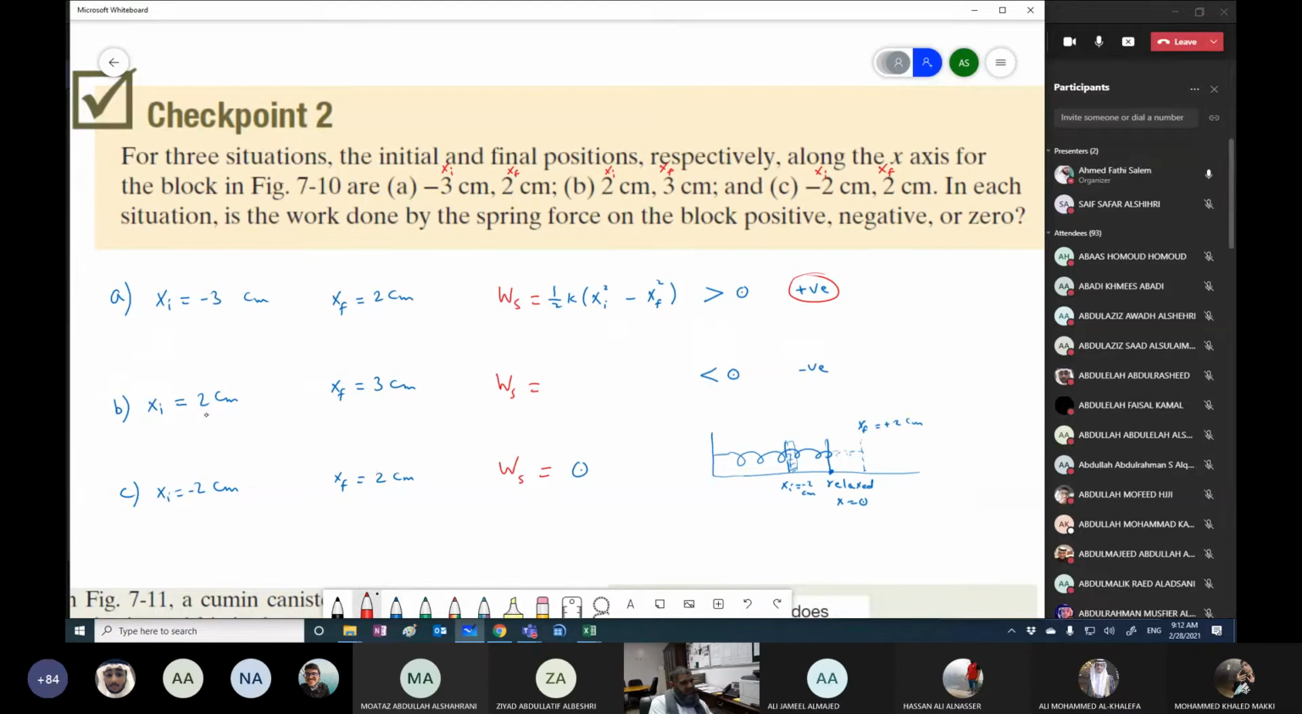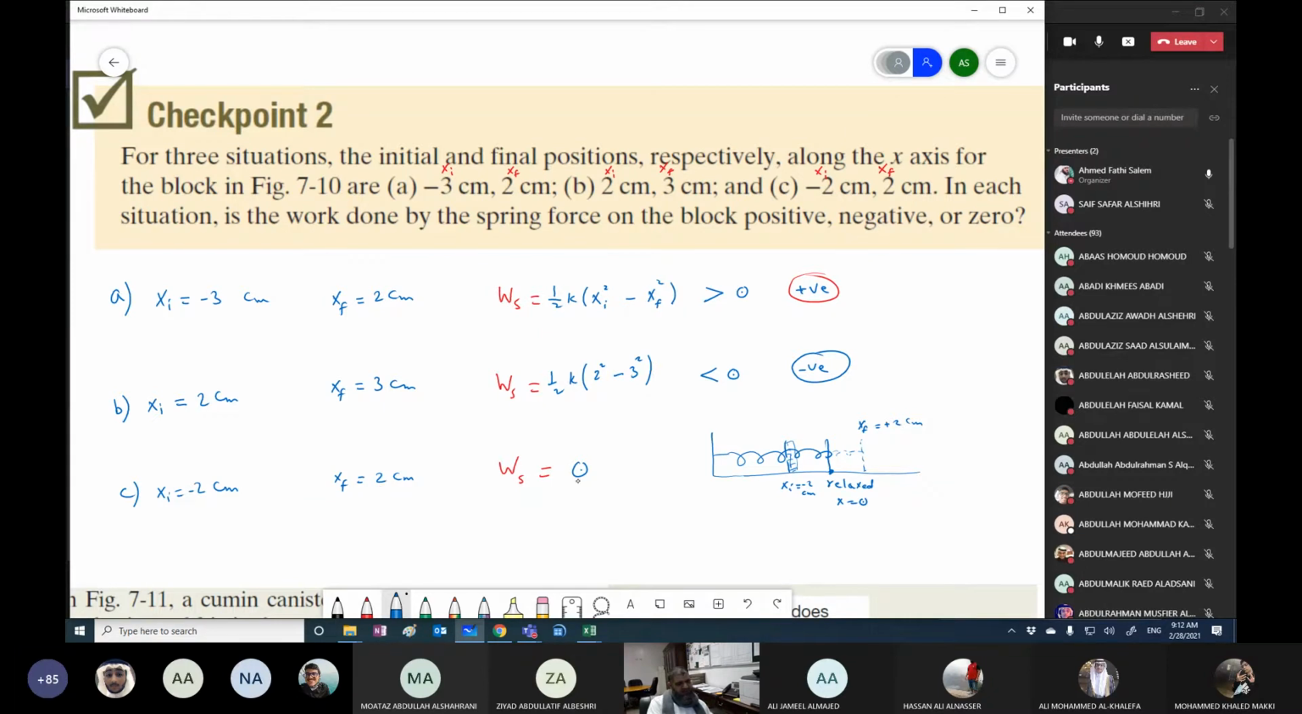In the second case, initial is 2 centimeter, final is 3 centimeter, so work done by the spring will be how much? Will be 1/2 k (x initial square, which is 2 square, minus 3 square), so this will be negative work. In the last case, you will start with x equal -2 centimeter to x final 2 centimeter. Okay, so x initial is -2, x final 2. When you square, this minus will get positive, and this also is positive.